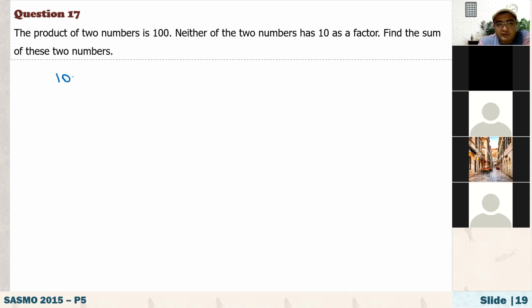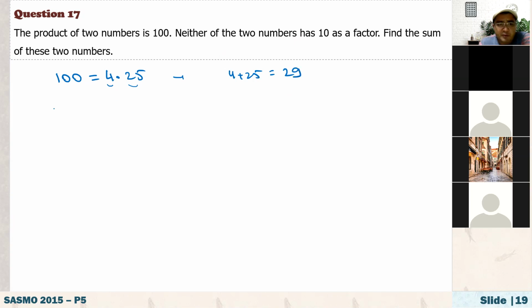What is 100? We can write it as 4 times 25, right? Because if you write it another way, I can write it as 2 times 50 or 10 times 10. At least one of them has 10 as a factor. The only way to write 100 as a product of two numbers where neither has a factor of 10 is to use the powers of 2 and powers of 5. So it says find the sum of these numbers, that is 4 plus 25, that's equal to 29.